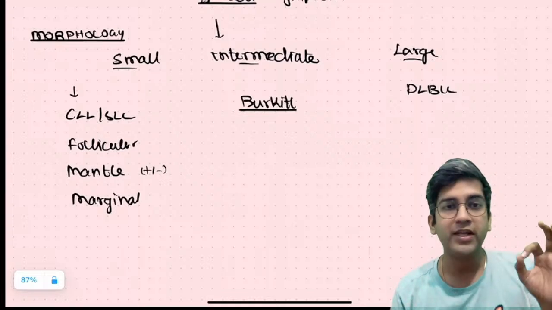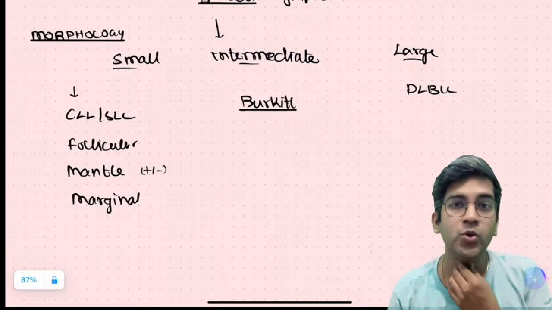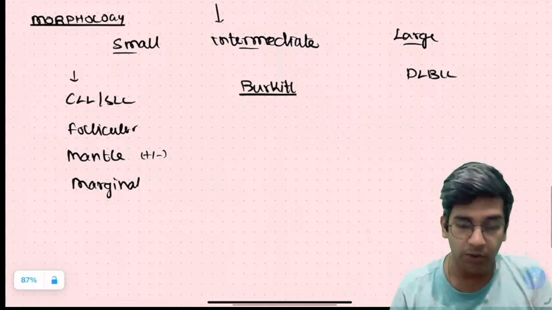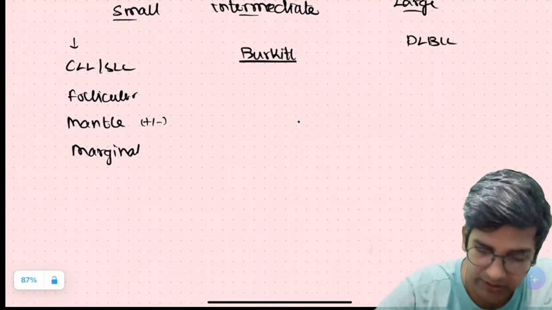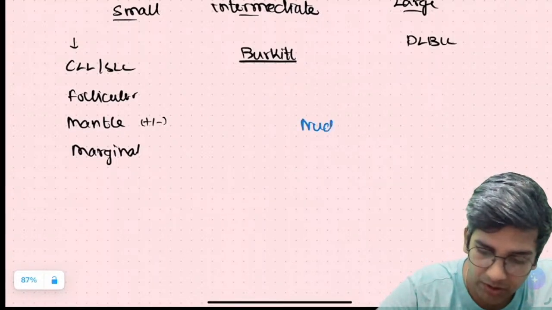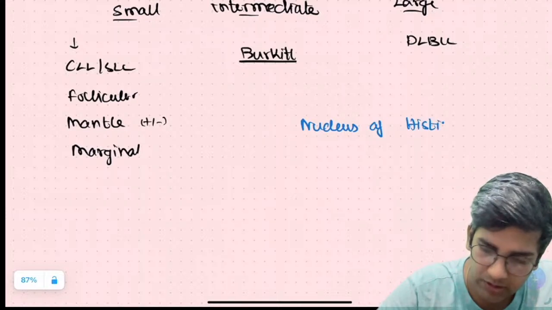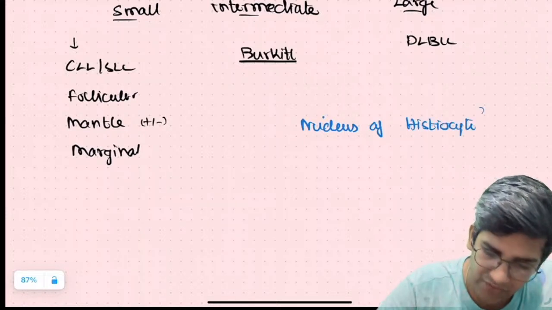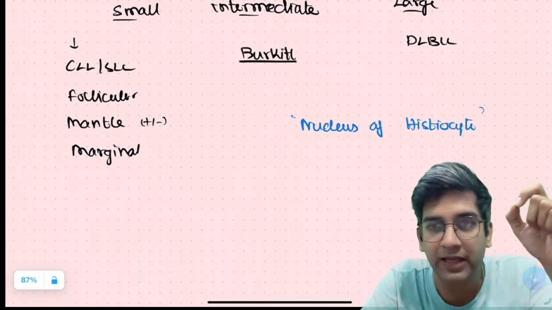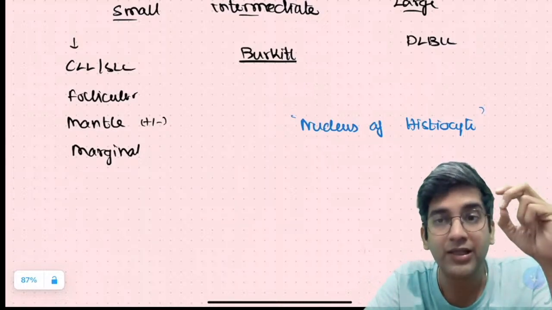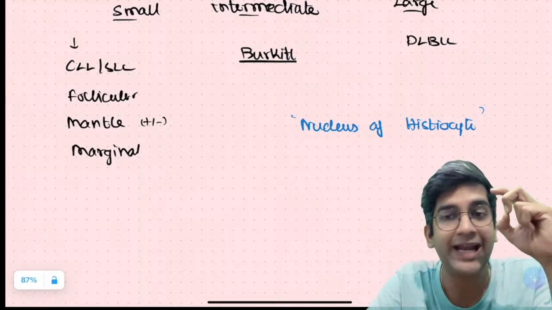How do you know it's a small lymphoid lymphoma? How do you know it's an intermediate lymphoid lymphoma? How do you know it's a large lymphoid lymphoma? The clue is simple. I have to look at the nucleus of the histiocyte. If you look at the nucleus of the histiocyte, that's one thing which will help me. Perfect. Or the nucleus of high endothelial venules.